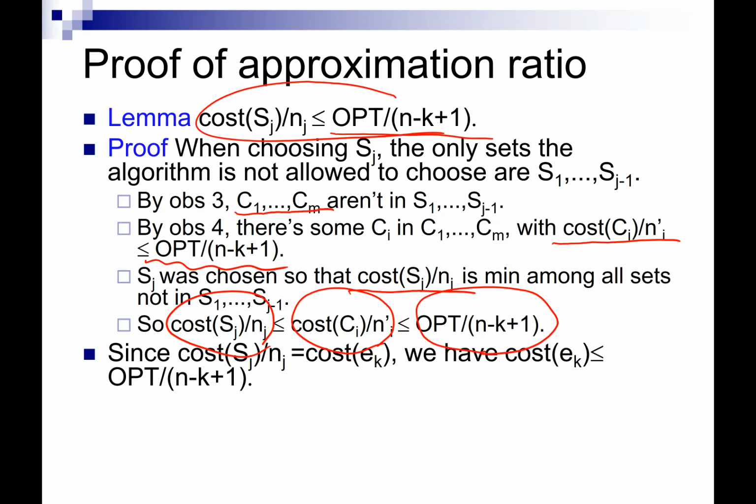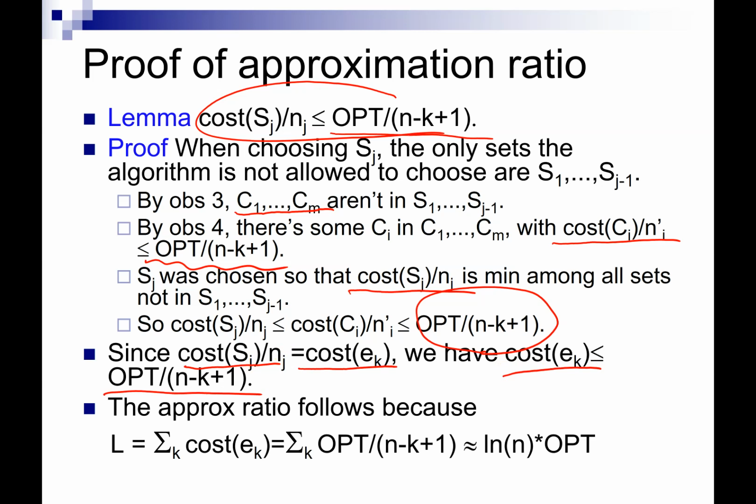Now we know that this cost over here is exactly equal to the cost of e_k, because S_j is the set which covered e_k for the first time. And the way we defined e_k was that you took the cost of S_j and divided by the number of uncovered elements. And so therefore we have that the cost of e_k is going to be at most opt divided by n minus k plus 1.